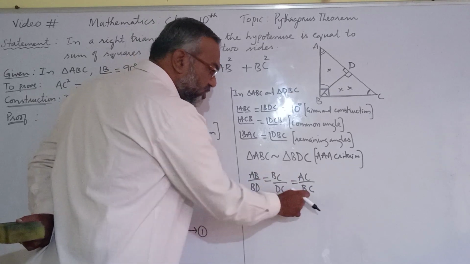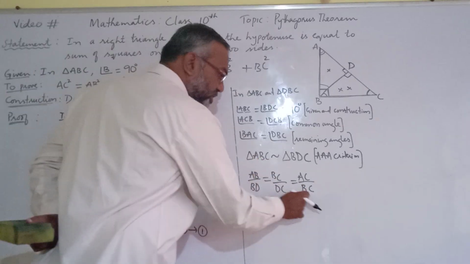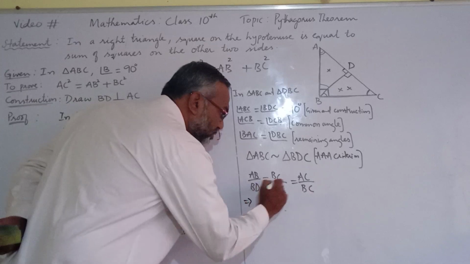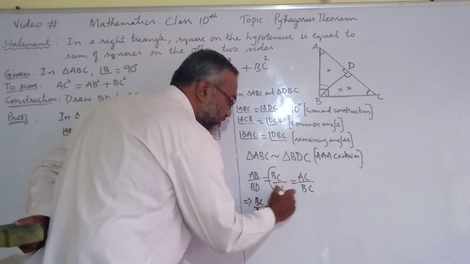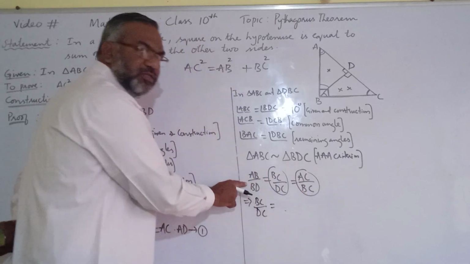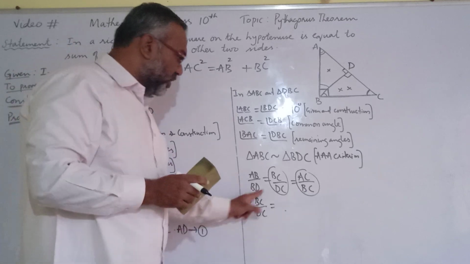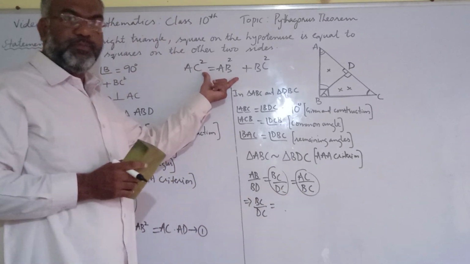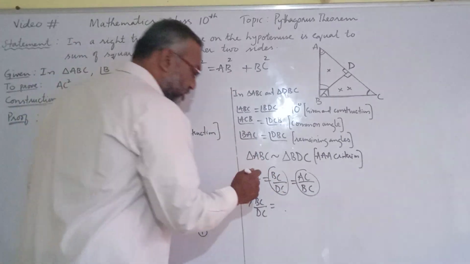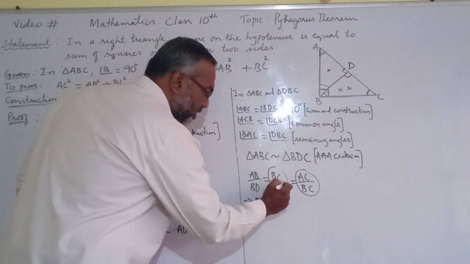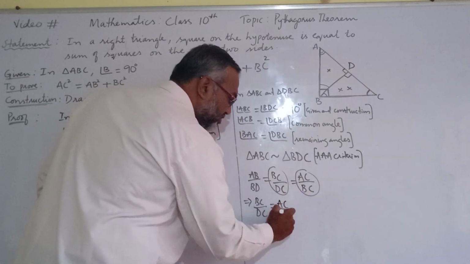In these two ratios, we are getting one common side, BC. So choose these two. So this implies BC divided by BC is equal to, we are choosing this and this. We are not taking this because we don't need it, not required. All these three are equal, but for the equation which we have to prove, we need these two. That's why we are taking this one. Okay, so BC divided by DC is equal to AC divided by BC.